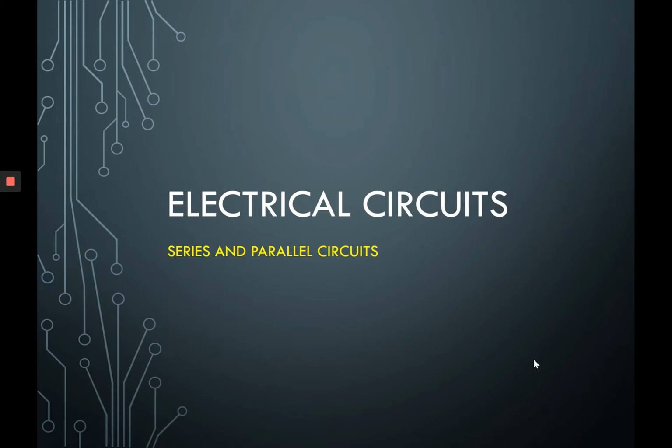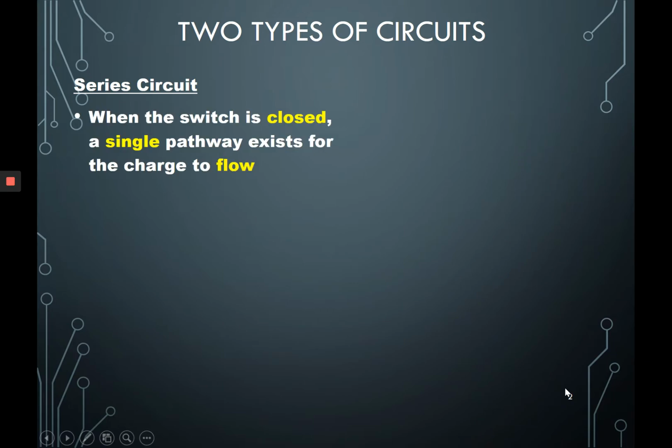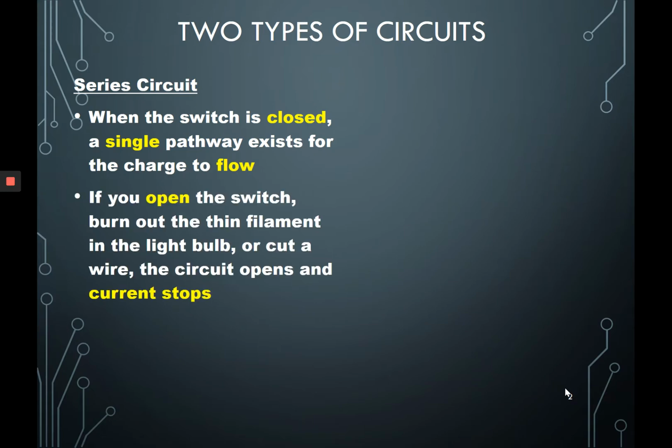What we want to look at is electric circuits and the difference between a series circuit and a parallel circuit. So there's two main types of circuits. The first one is a series circuit. It has a single path, one path for the electricity to follow.